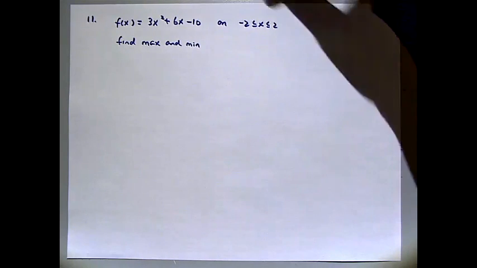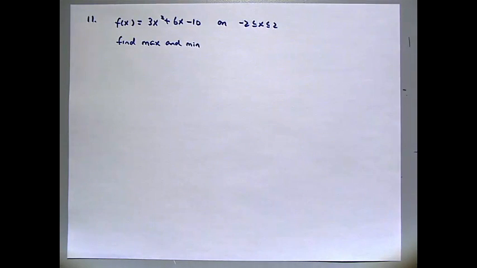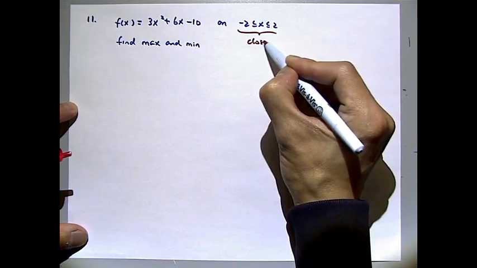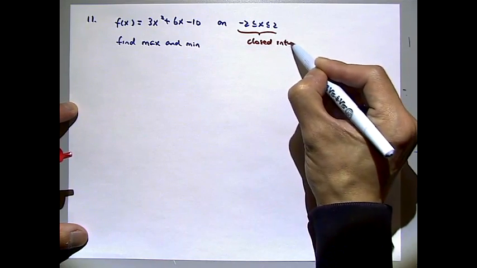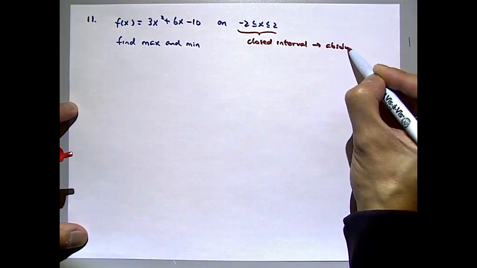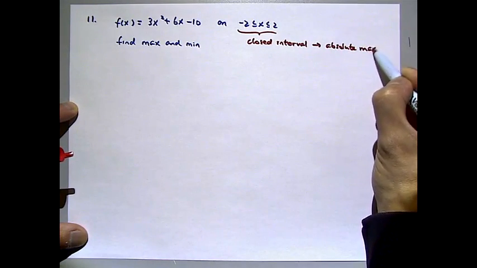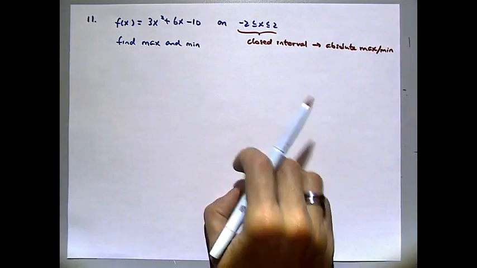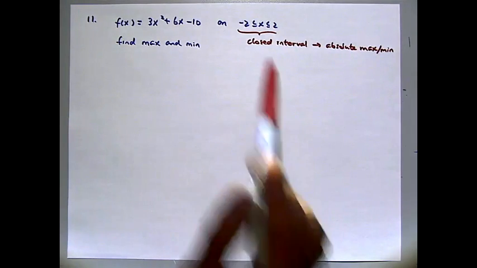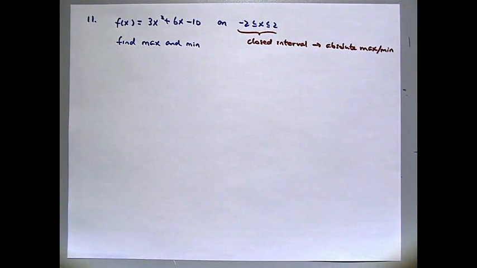Okay, we got this function here. On that interval, we're looking for the max and min. If you're given a closed interval, that's what we got. That means we're looking for the absolute max and the absolute min. So what you do is you find the critical numbers and then you compare the value of the function at each critical number to the value at the end points.